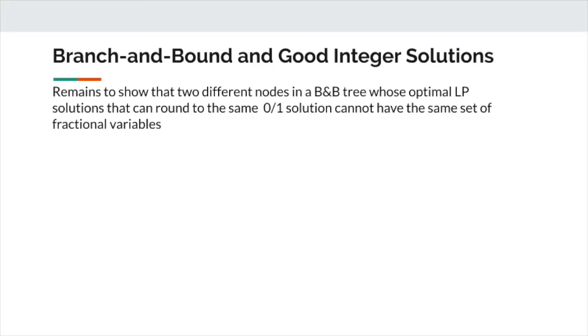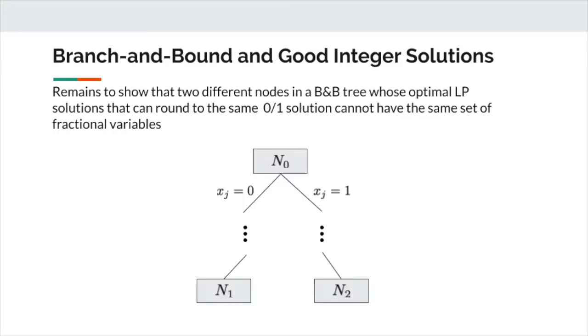And so now it remains to show that 2 different nodes in a branch and bound tree whose LP optimal solutions can round to the same 0, 1 solution cannot have the same set of fractional variables, okay?